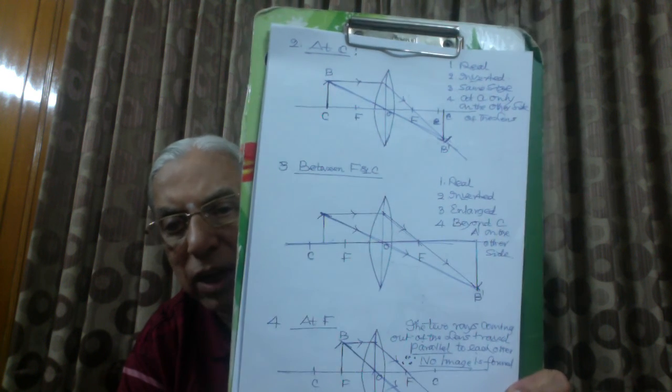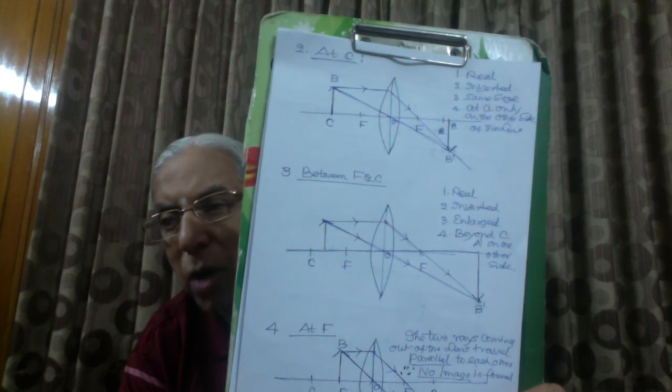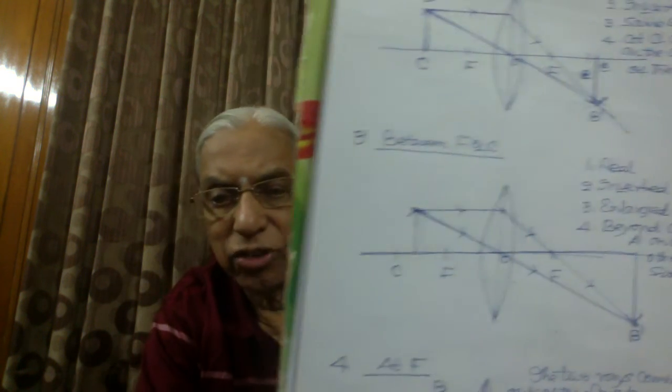But you can see from the figure that it is an enlarged image, and it forms on the other side of the lens. That is what you get by construction.